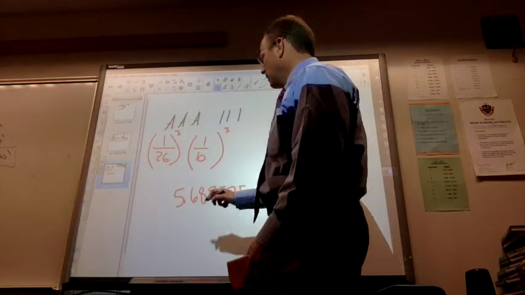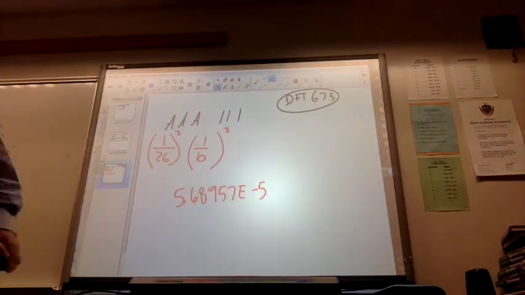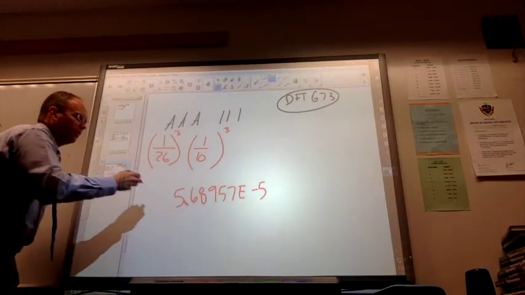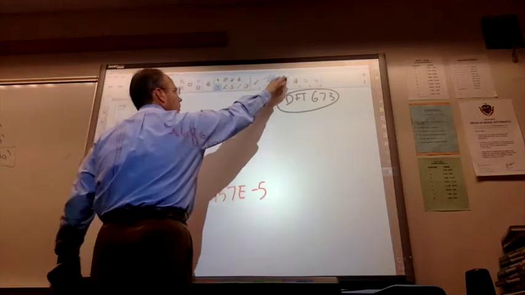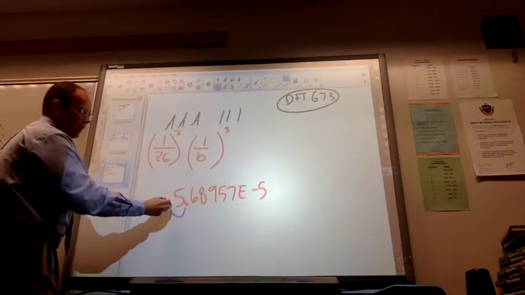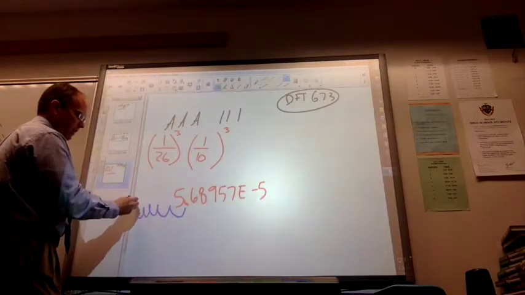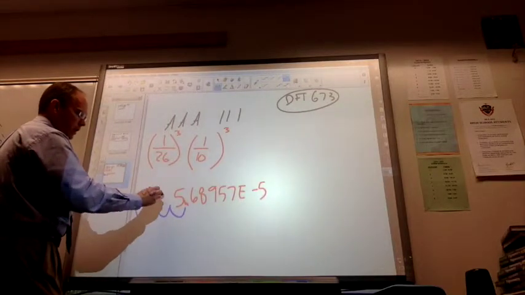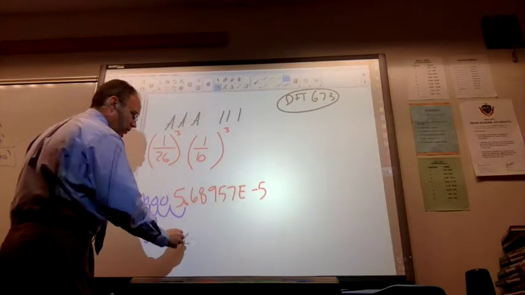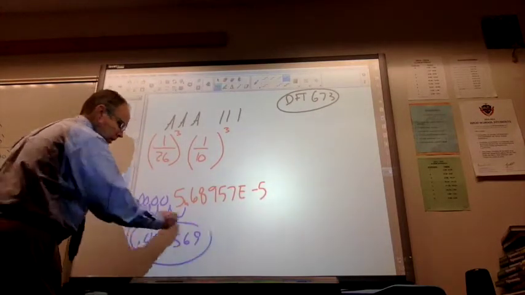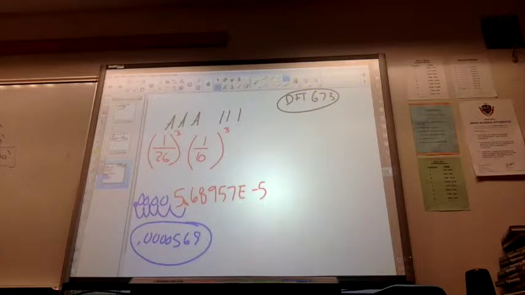Okay, and then E to the what? -5. Okay, this is how your calculator does scientific notation. The E basically means this: 5.68 times 10 to the -5. So the -5 means we move the decimal 5 places to the left of where it's sitting. So I'm going to move it here, and then 2, 3, 4, 5. The decimal's going to go here. I have to fill in zeros there. So it's 0.0000568 rounded. That's the probability that you would get that plate.